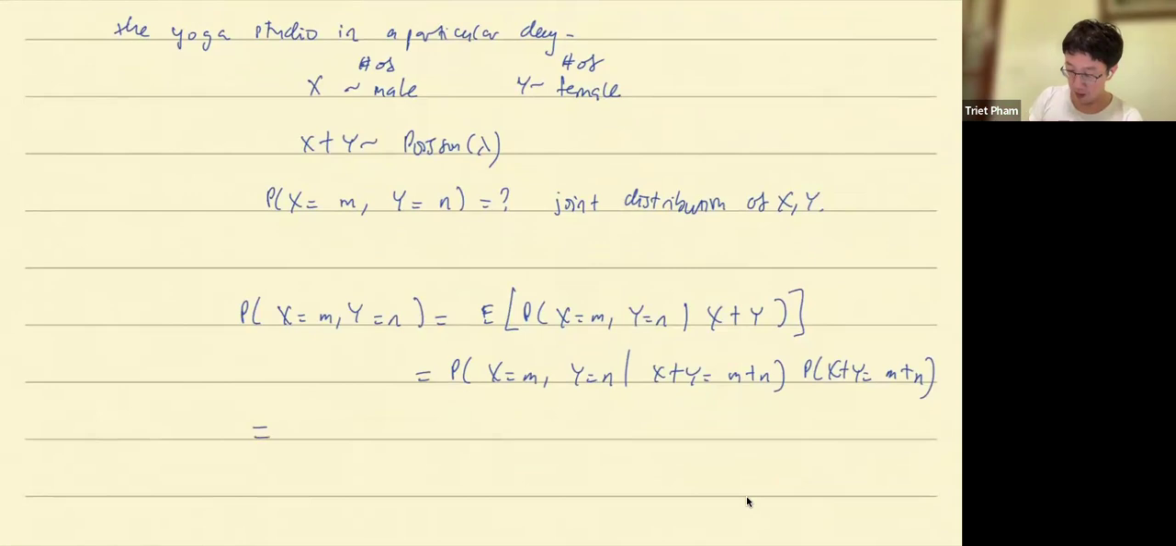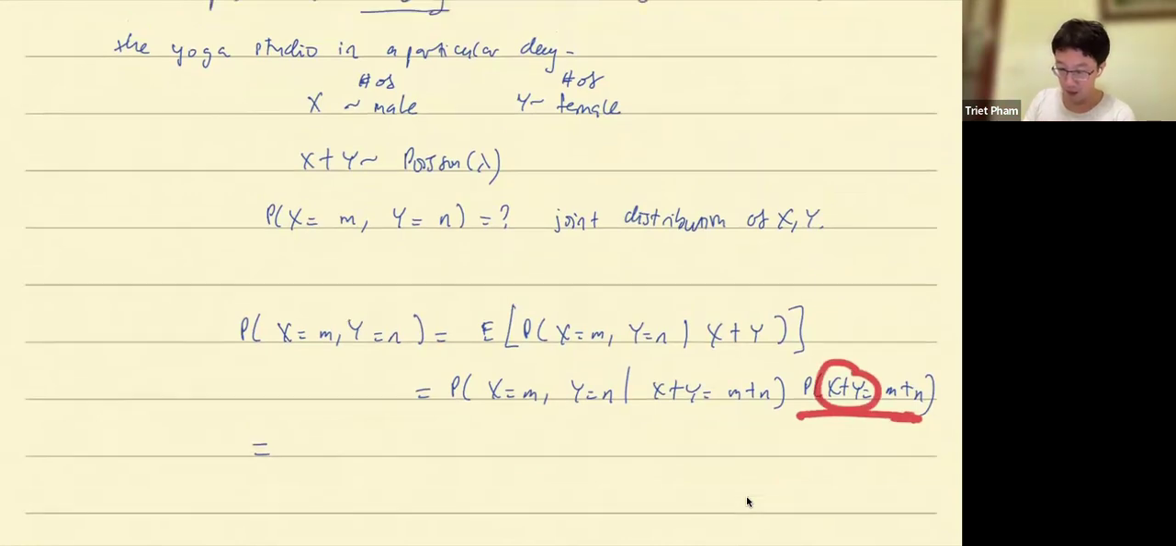And then we know what this is. This is Poisson lambda, taking value m plus n. So this is e to the minus lambda, lambda to the m plus n over m plus n factorial. What was this?